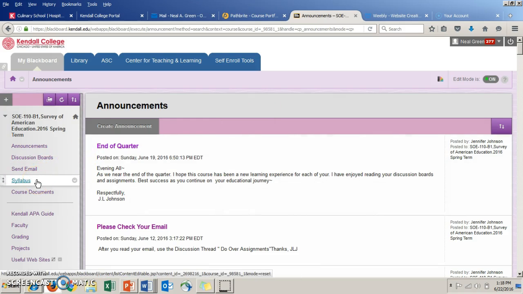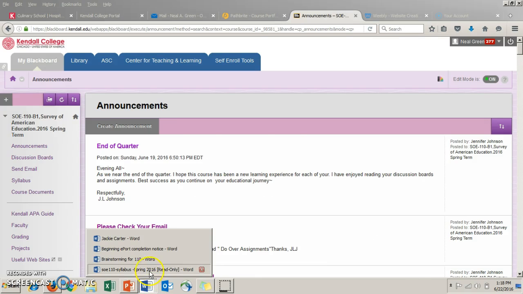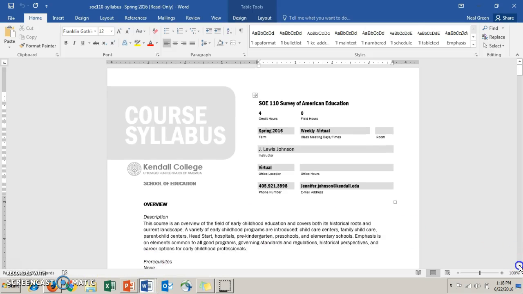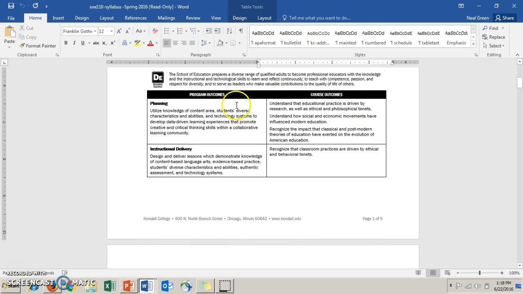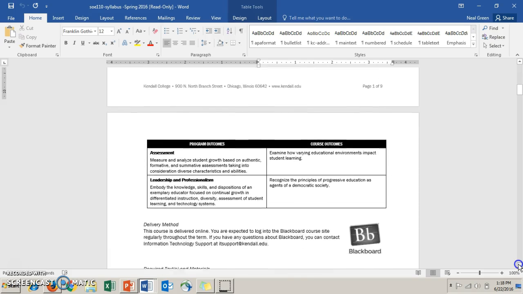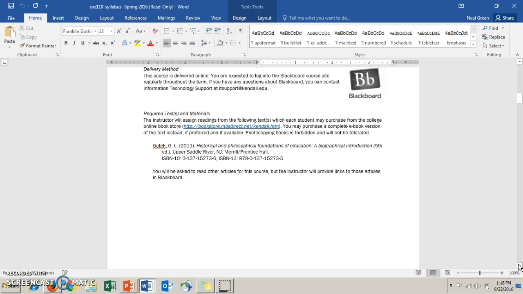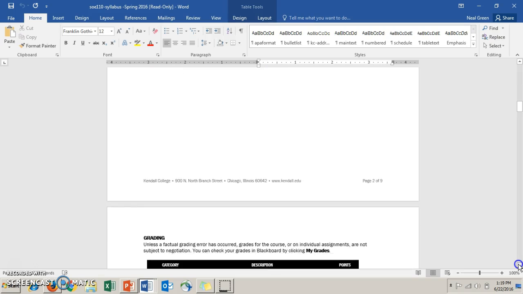Now, we are going to go to the syllabus. With any course that you take, the syllabus is the most important document to work with. I already opened it up. Let me go to it here. If you look, you will see an overview, and I'm not going to go through all this, but there are program outcomes and course outcomes. Program outcomes are what we, Kendall College faculty, expect you to be able to do by the end of your program at Kendall. And the course outcomes are what you're going to do in this particular course to help you get to that point. Then you see your texts that you need to order.